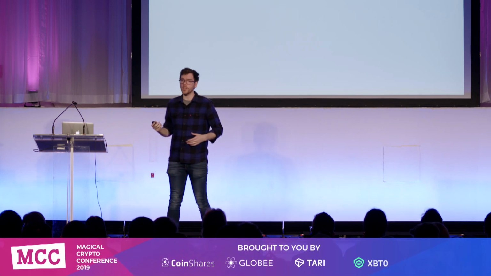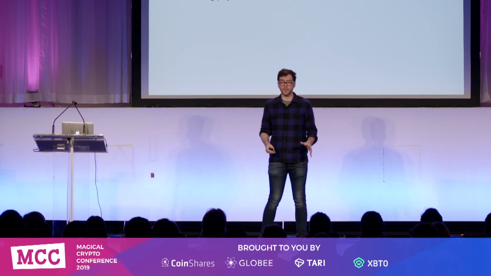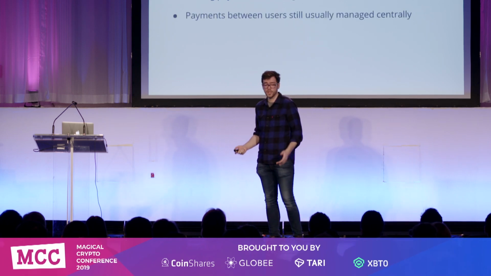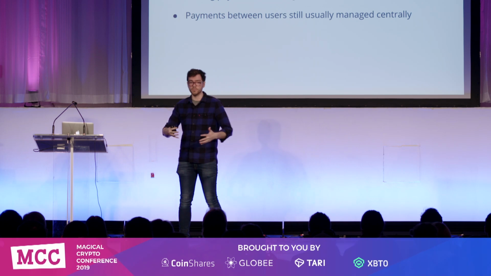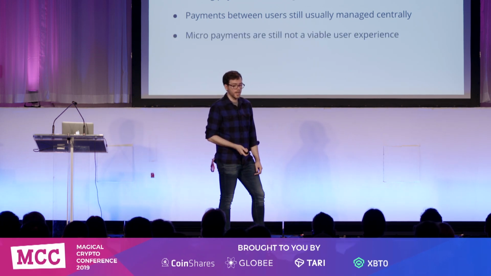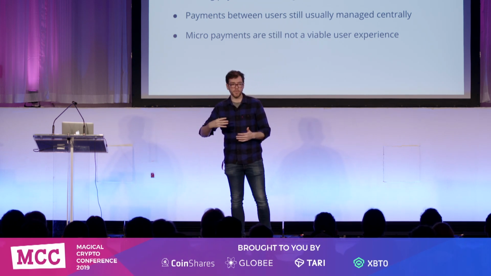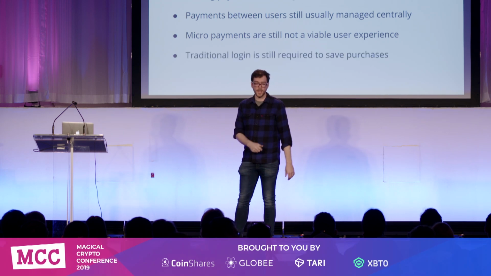So in summary, we've improved a lot over Bitcoin payments for sure, but when it comes to using something like PayPal or whatever, a lot is still the same. Making payments is still this high friction experience, more so in the case of routing issues. Payments between users is still generally managed centrally in some kind of custodial node in the middle. Micropayments are still just not a viable user experience. You can't put paywalls up in front of users every step of the way.